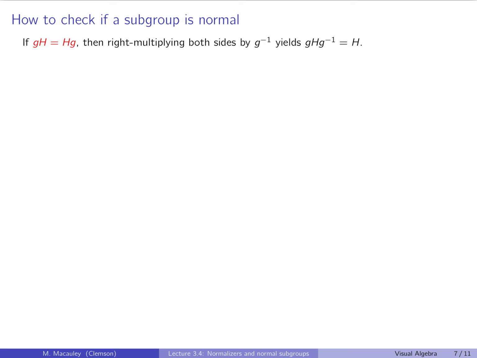If the left coset GH equals the right coset HG, then right multiplying both sides by G inverse yields the equality GHG inverse equals H. In particular, if this holds for all elements G, then so does this. This gives us a new way to check whether a subgroup H is normal in G.